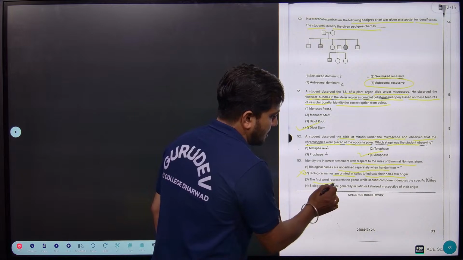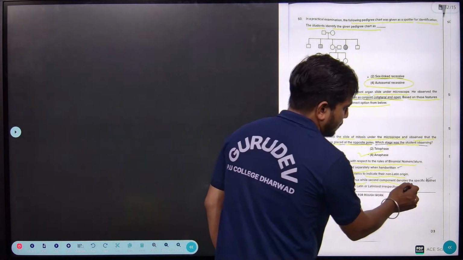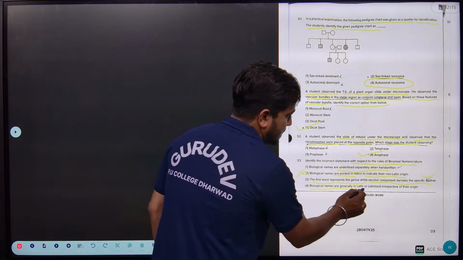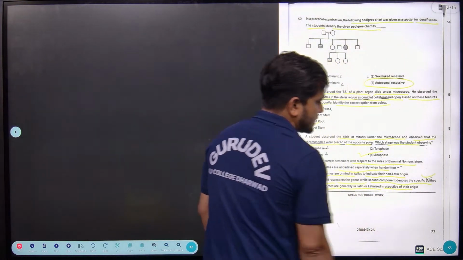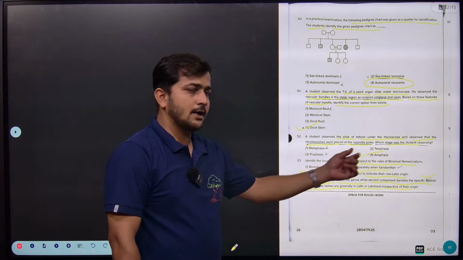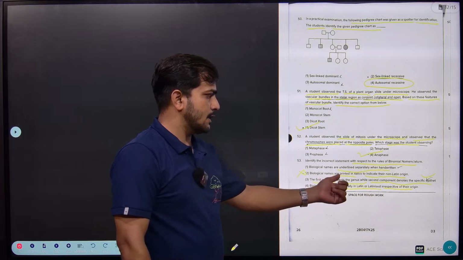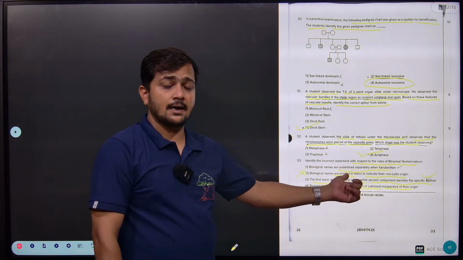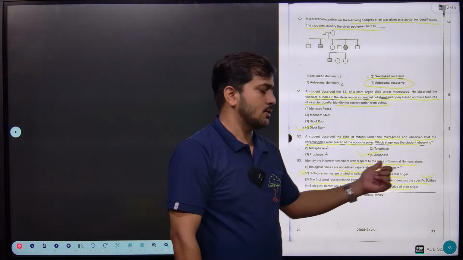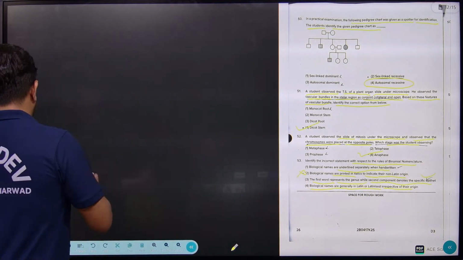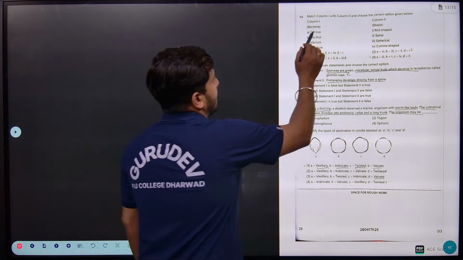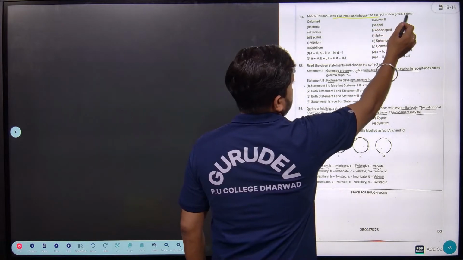Next, the first word represents the genus while the second word denotes the specific epithet. Yes, this is correct. Then, biological names are generally Latin or Latinized irrespective of their origin. So the incorrect statement with respect to binomial nomenclature is the second one. Biological names are printed in italics to indicate their Latin origin, not non-Latin origin. So statement 2 is incorrect. Then match column 1 with column 2 and choose the correct option.